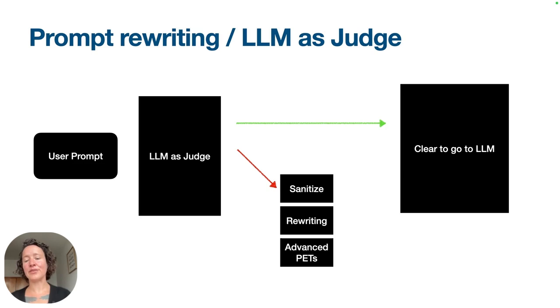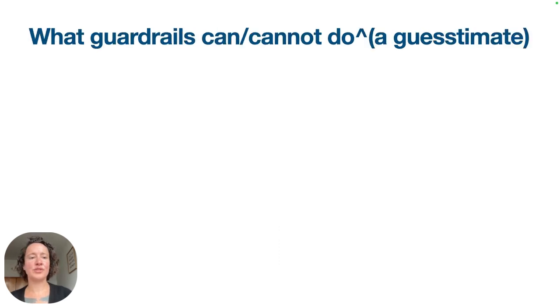Or you can start thinking through advanced privacy enhancing technologies, which you can read more about in my book. And then perhaps after this sanitization, rewriting, or PETs, then it's clear to go to the LLM, right? So these are all options to you. To end up today, I'm going to give you a guesstimate. These are not real numbers. These are not supported by research other than my own knowledge and playing around. So take them as you will.